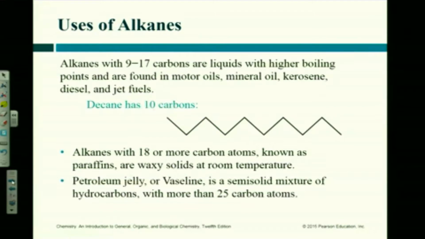Really long ones with 18 or more carbon atoms tend to be waxy substances at room temperature, things like Vaseline or petroleum jelly or any other waxes you know of. Anybody have any wax on them right now? Earwax. It's a wax, isn't it?